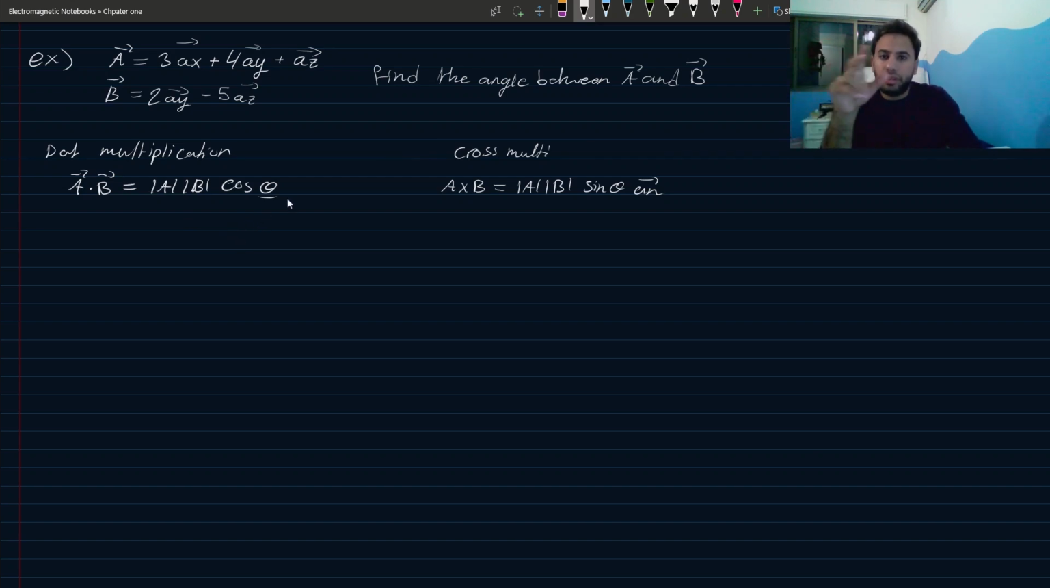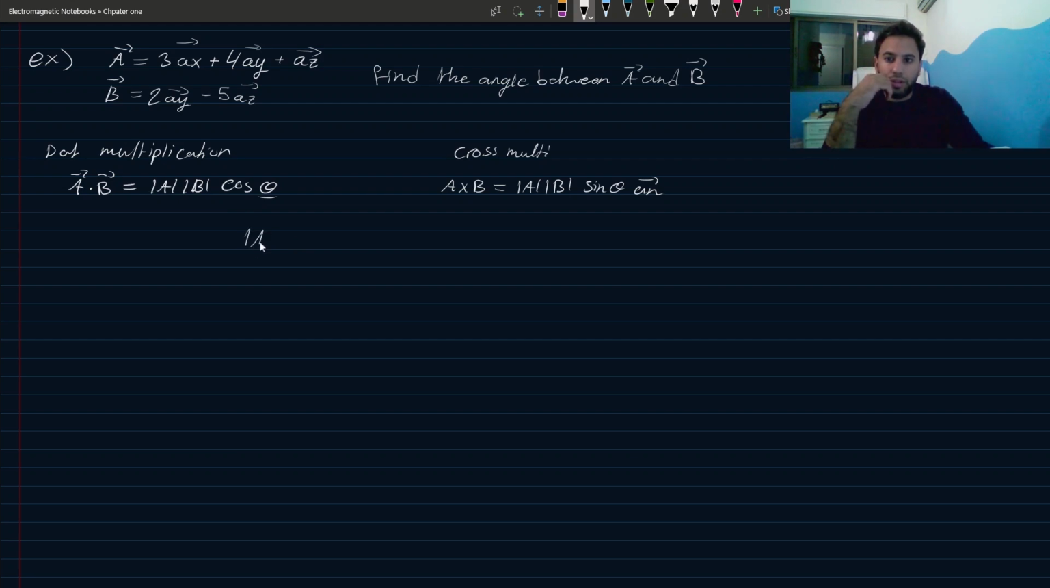Let's see what we have. We have vector A and vector B, but what we need is the dot product between them, and we need the magnitude of both A and B. We can find the magnitudes and the dot product, and then we can use some basic algebra to find theta. But first of all, let's find the magnitude of both A and B.